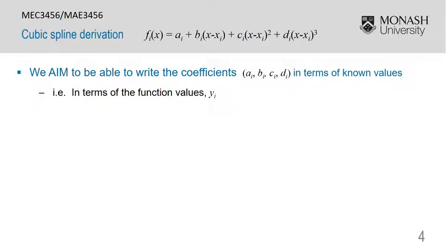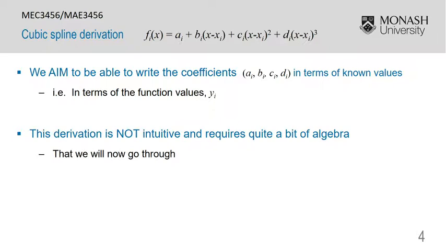What we're aiming to do here is to write our coefficients ai, bi, ci, and di in terms of our known values. In other words, in terms of the function values yi and also the values xi at which the function is defined. The derivation is not intuitive, okay? It requires quite a lot of algebra, and I'm going to go through it now.